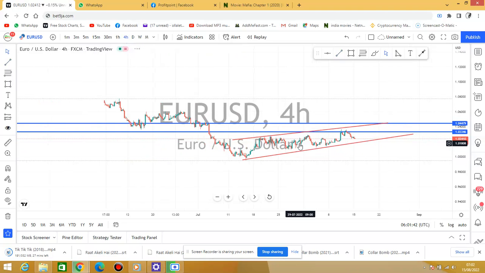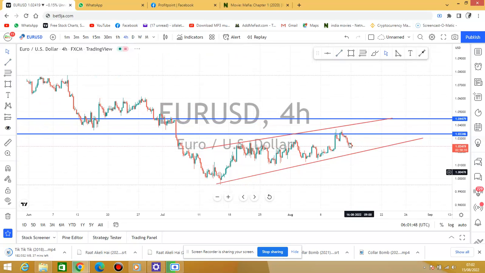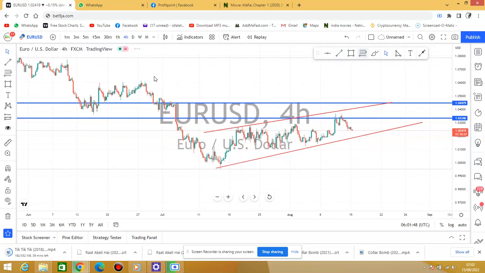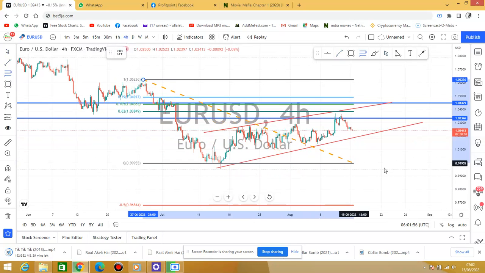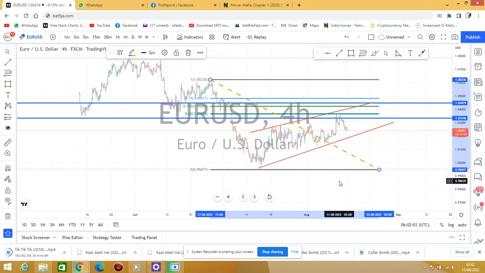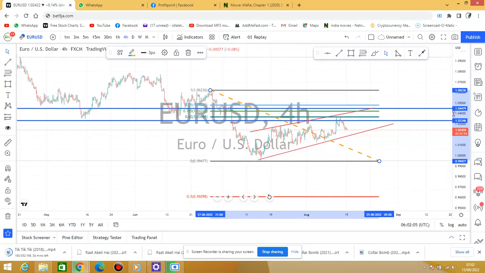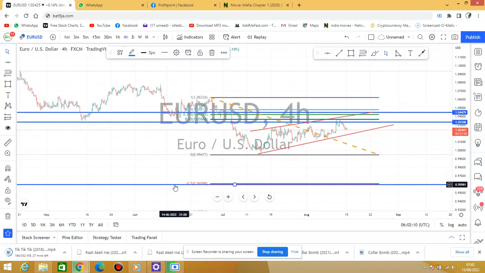Just waiting for this trend line to break. Price reacts at the 61% Fibonacci level. Valid entry. My TP is this. So I'm expecting this Euro USD to go down to this level.